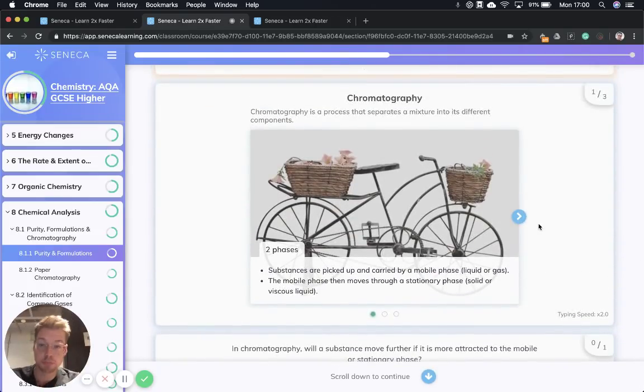It's a process that separates mixtures into different components. There are two phases, honey. First of all, we come up with the substances that are picked up and they're carried by a mobile phase. That mobile phase is going to be a liquid or gas. Think about it. Solids can't move. So the mobile phase has got to be a liquid or gas. The mobile phase then moves through a stationary phase, which is a solid or a viscous liquid.